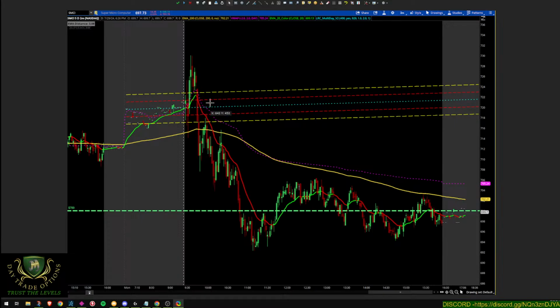But when it came back up and retested the lower LRC, this would have been your entry right here. Hold it, get out here, re-enter here, and stay in it to here. Could have been a huge, huge, huge trade.